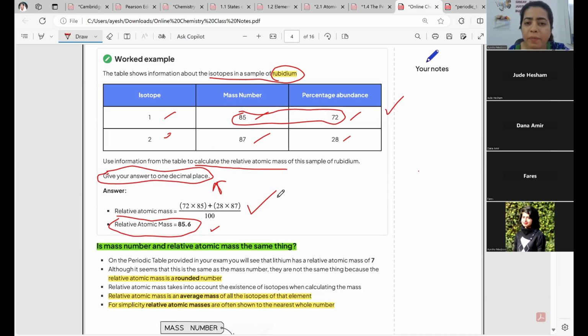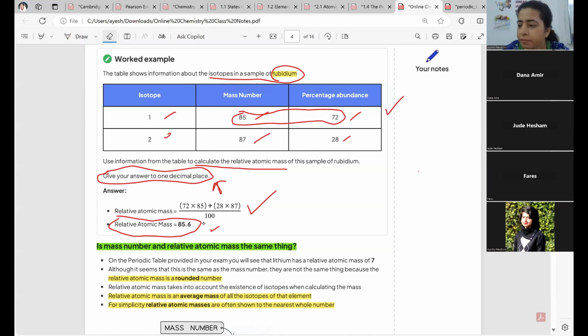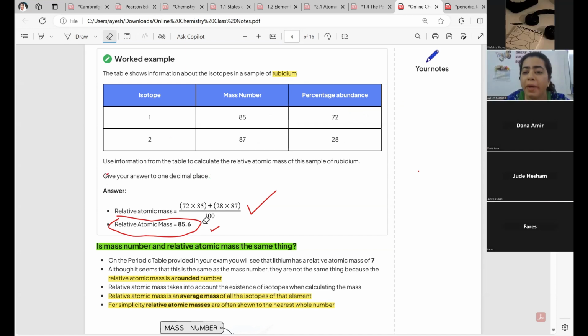So we just took one example, rubidium. Same way, we can take any isotope example and find the relative atomic mass. They will give you the isotope, the abundance, meaning the percentage, and the mass number. Then you can find the relative atomic mass by using the formula.